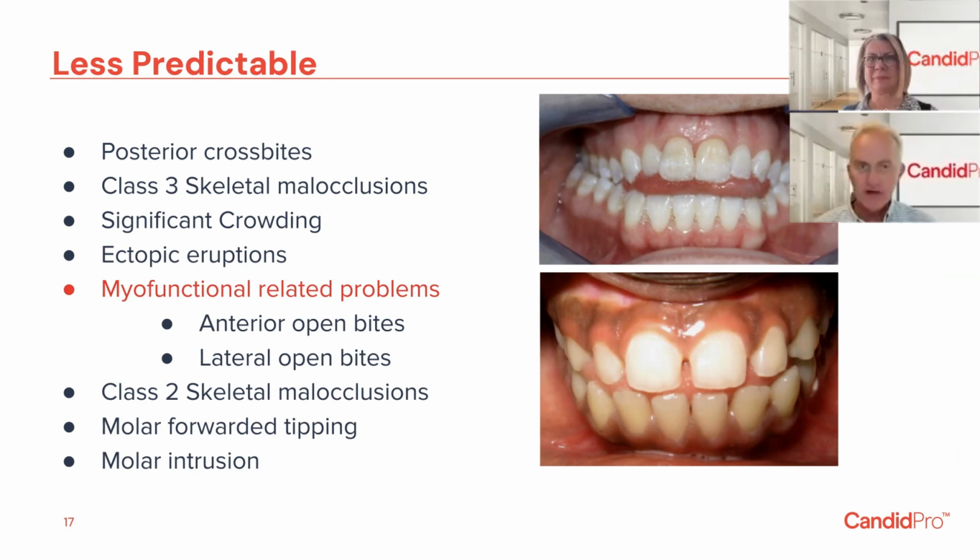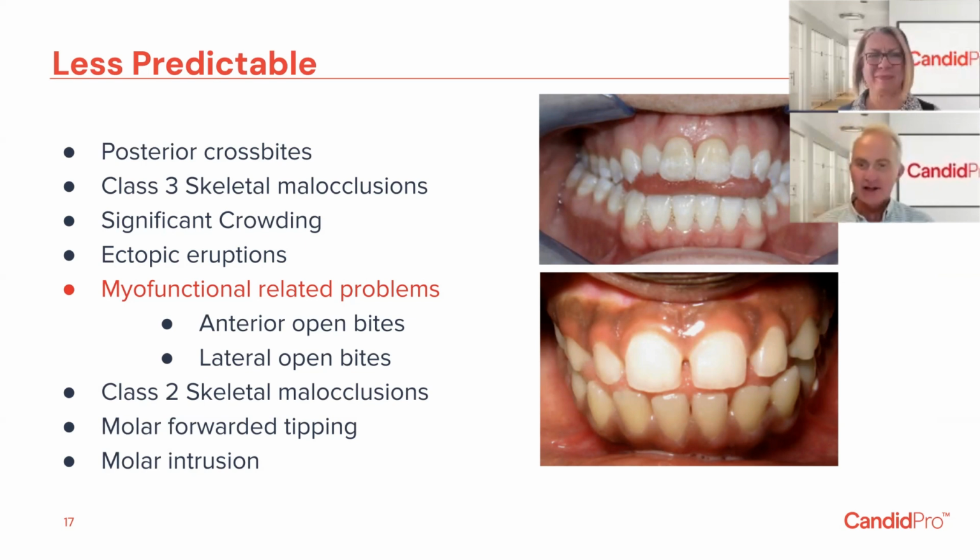We know that if that myofunctional problem is not addressed prior to aligner therapy, the aligner therapy is just not going to be successful, because the tongue or the finger or thumb, whatever is causing that anterior open bite, if it's still present, unfortunately, those teeth will not move, and the tongue and the thumb and the finger, they're going to always win. They're going to always win the contest.